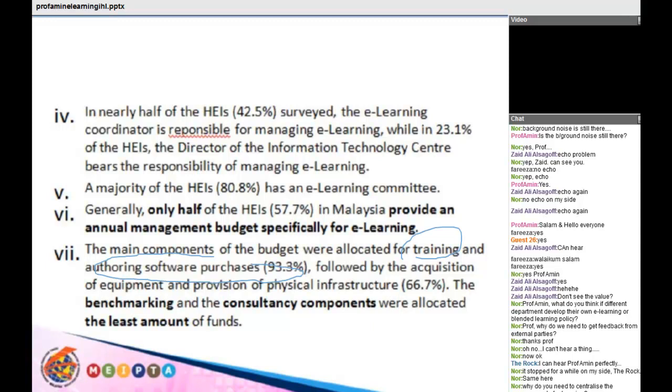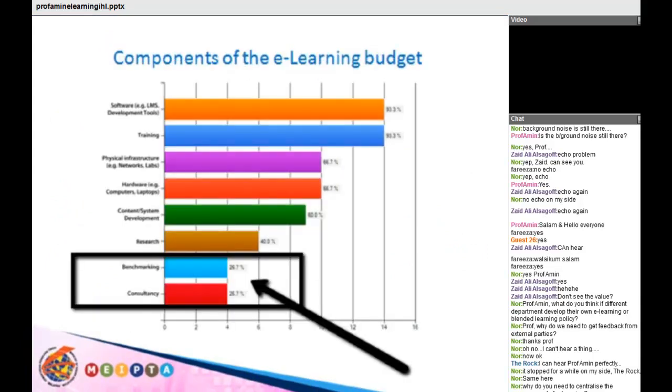Not much on benchmarking and consultancy component. I think a lot of the budget normally goes to authoring software, and this is where, when I get to the e-content, I will give some suggestions, because people do not realize that there are many free authoring tools that we can use to develop content, to manage content and to share content. But I think increasingly in Malaysia now, people are seeing that you can make use of many alternatives in creating content. So we'll talk a bit about that later.